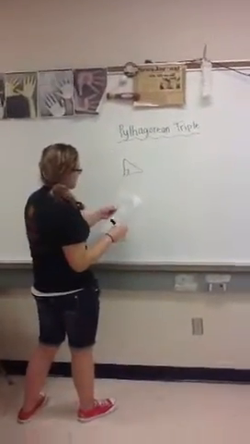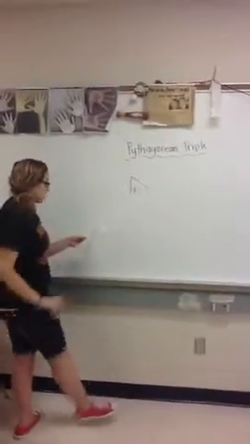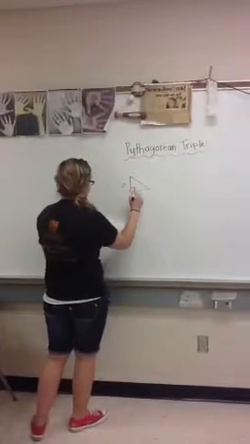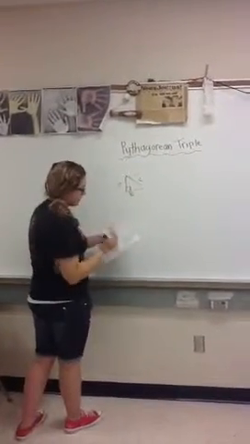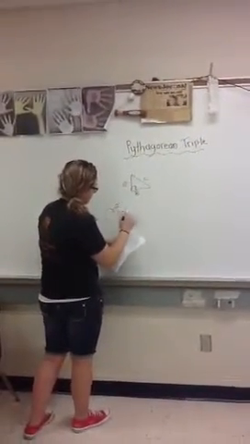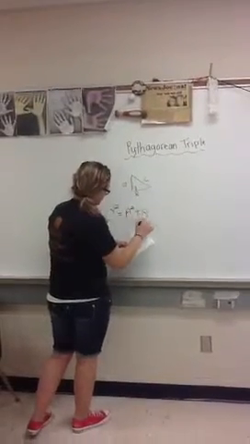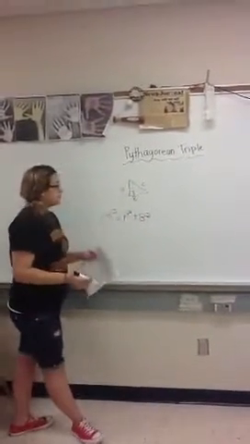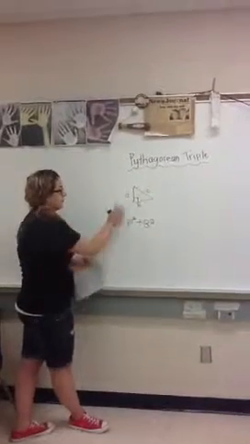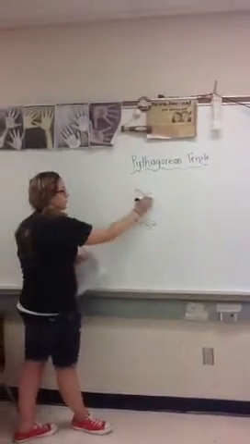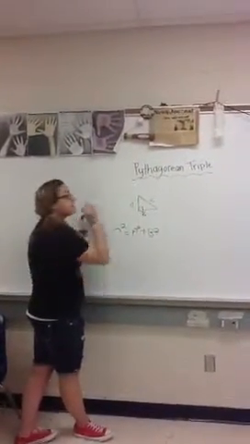Alright, a Pythagorean triple is a set of three positive integers a, b, and c that satisfy c squared equals a squared plus b squared. Pretty much saying that if the two legs squared equal the hypotenuse squared, then it is a Pythagorean triple.